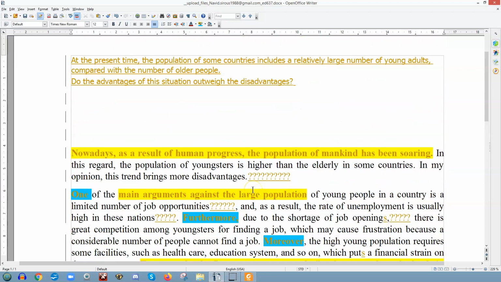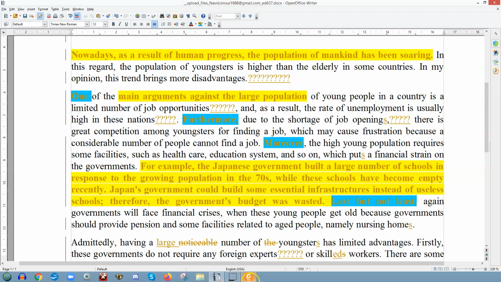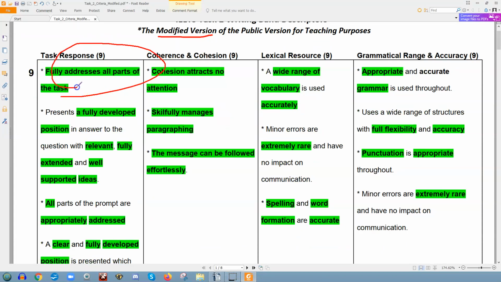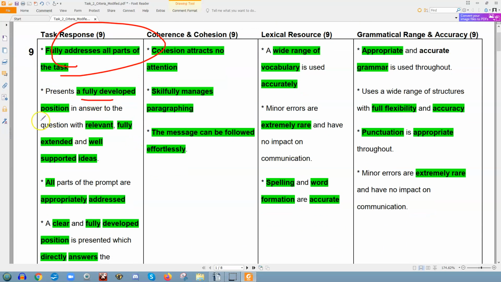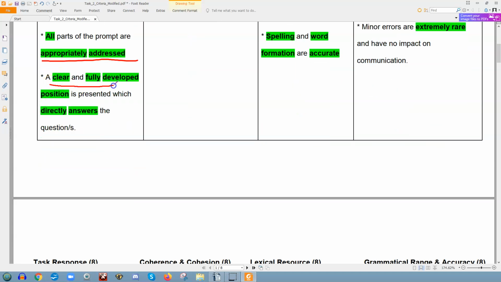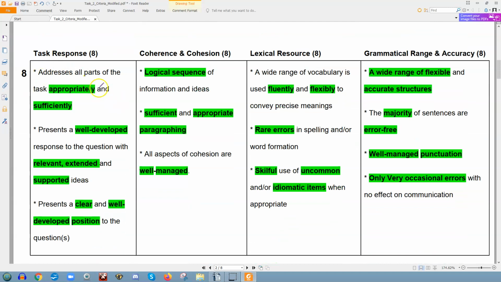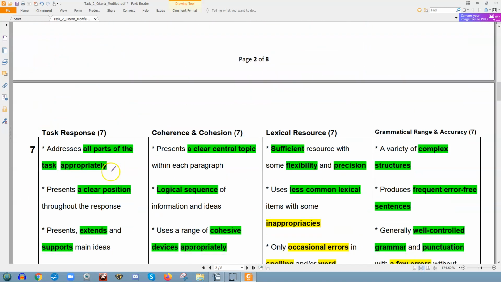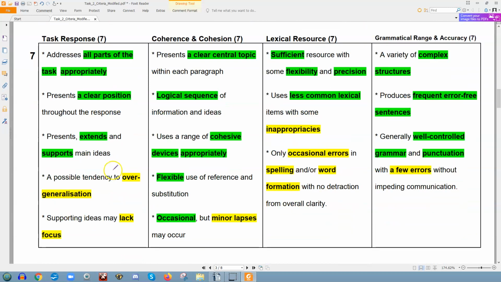So, okay, let's take a look. Criteria time. Do they fully address all parts of the task? No. Fully develop a position? No. All parts addressed? No. Clear? No. All parts well developed? Clear, well developed position? No. Half of the time I'm not even sure what you're talking about. Clear position? No.